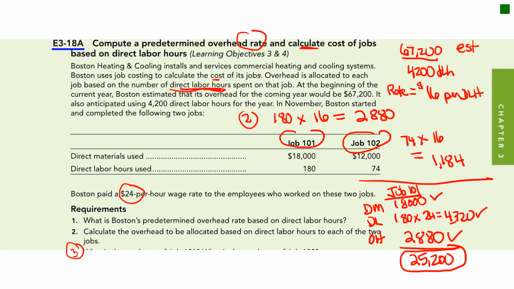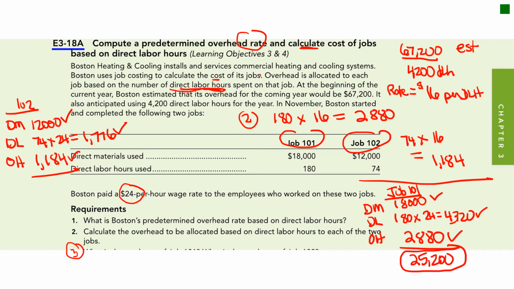I'm going to write this one over here for job 102. It's the same idea. You've got your direct material cost of 12,000. You've got your direct labor, which you have to calculate. It's going to be the 74 hours times the wage rate, which is $24. That turns out to be 1,776. And then the overhead that we just allocated was 1,184. So again, we have 12,000, 1,776, and 1,184. You add these together, and we get a total cost of 14,960. That would be the total cost assigned to job 102.